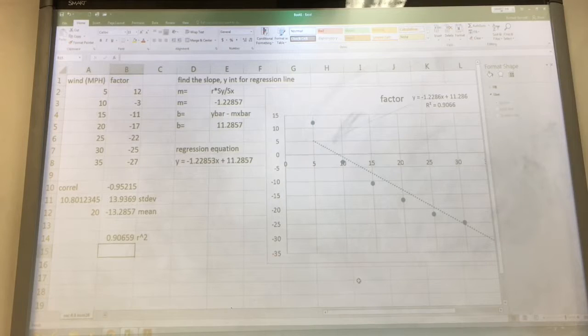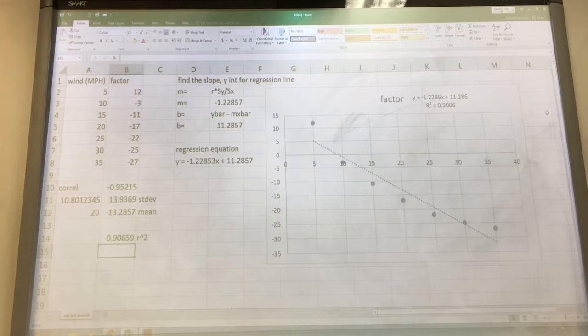How do you find the correlation by hand? You're going to need to. I didn't do it today, but we can do it. Do you want to do it? Yeah, let's do it. We also need to do residuals.